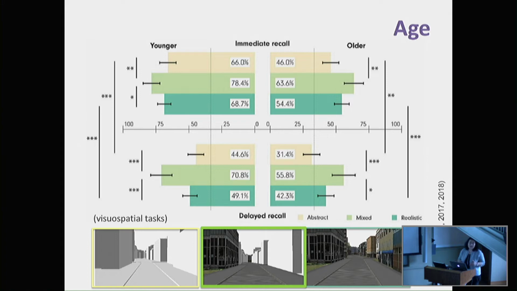And the task is route learning. They are trying to use 3 different display types. You have a bit of abstraction and realism going on here. And here you have the full realistic display. It's a fictitious city. We have created it with photo texture, so it should be unfamiliar to all. That's important, so that they don't do well just because they know the place.